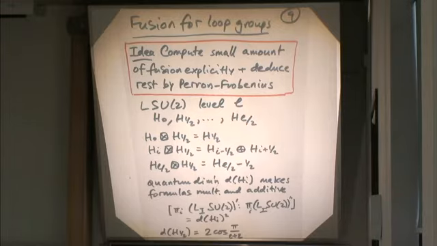For loop groups of SU2 at level L, L is an integer greater or equal to 1, you have this finite set of positive energy irreducible representations and the tensor product rules. So it's a truncation of the list of irreducible representations of SU2. So you're only allowed spins up to L over 2. And then you have these truncated fusion rules. These first two are the same as the classical ones. And only here, where you don't have something new to go to, do you just truncate. And that's that.